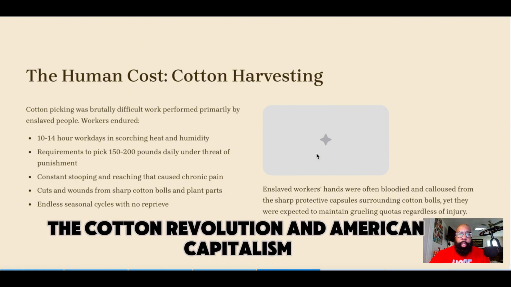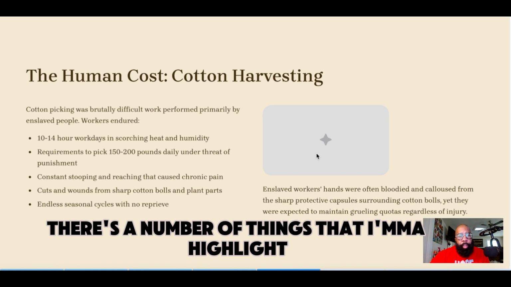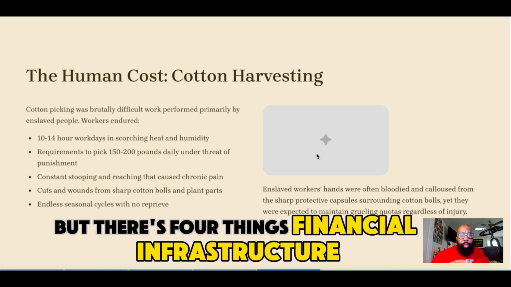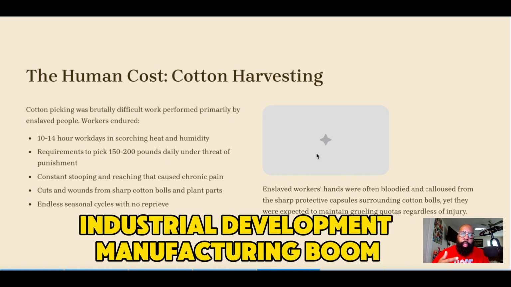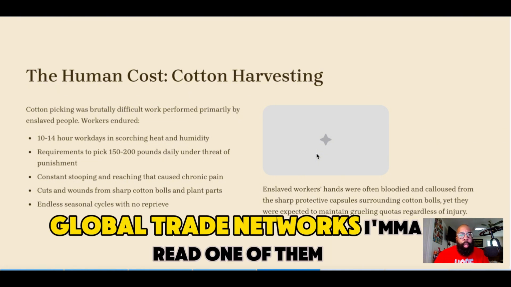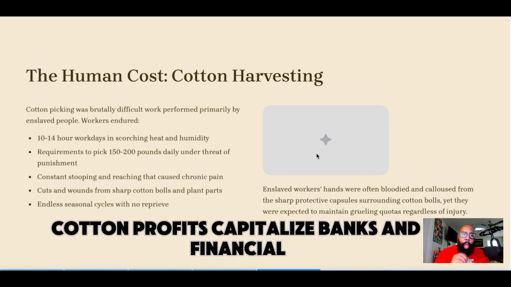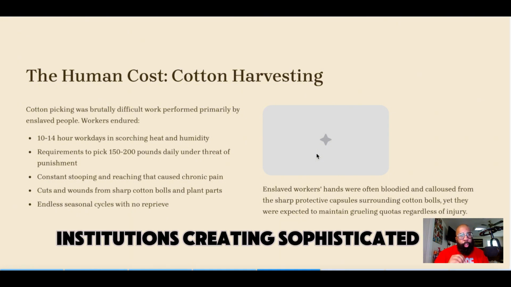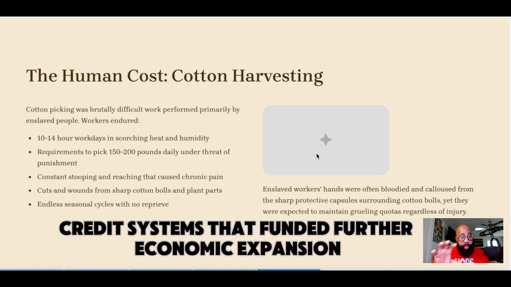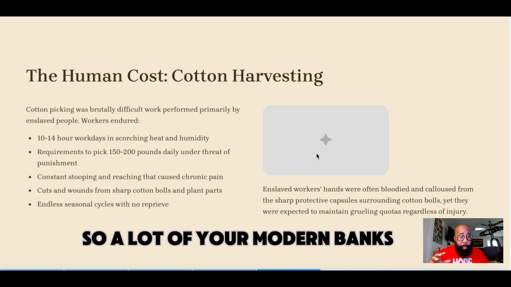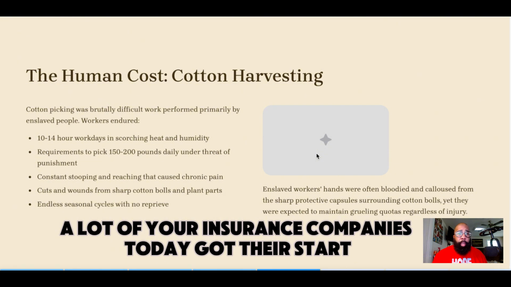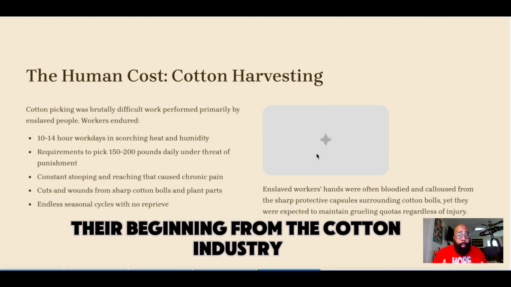The Cotton Revolution and American capitalism. There's a number of things that I'm going to highlight, but there's four things: financial infrastructure, industrial development, manufacturing boom, global trade networks. I'm going to read one of them. That's going to be the financial infrastructure. Cotton profits capitalized banks and financial institutions, creating sophisticated credit systems that funded further economic expansion. So a lot of your modern banks, a lot of your insurance companies today got their start, their beginning, from the cotton industry.